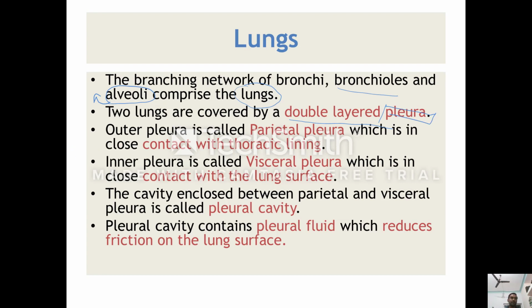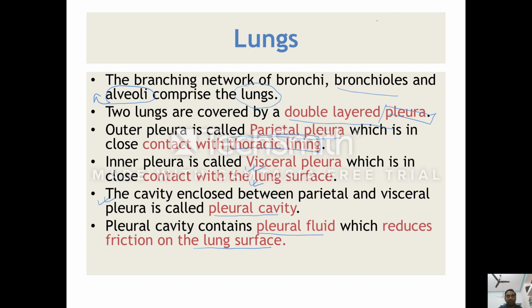There are double membrane structures. The outer pleura is called parietal pleura, which is in contact with the thoracic lining. The inner pleura is called visceral pleura, which is in contact with the lung surface. The cavity enclosed between the parietal and visceral pleura is called the pleural cavity, and this pleural cavity contains fluid which reduces the friction on the lung surface.